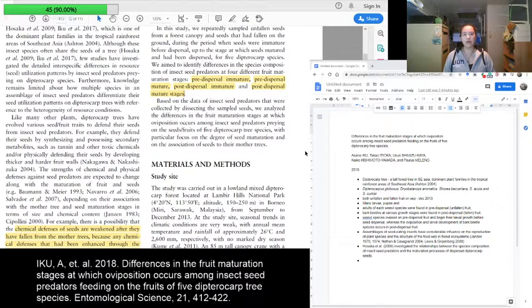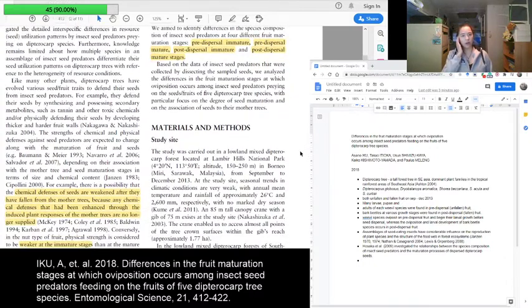Based on the data of insect seed predators that were collected by dissecting the sampled seeds, we analysed the differences in the fruit maturation stages at which oviposition occurs among insect seed predators preying on the seeds and fruit of the 5 tree species, with particular focus on the degree of seed maturation, and on the association of seeds to their mother trees. I did some work into that for my species.